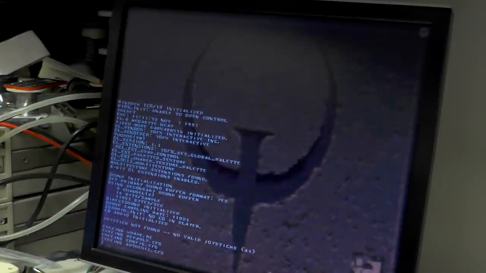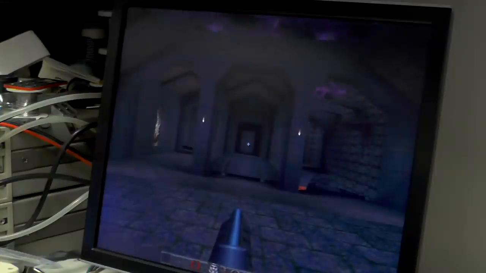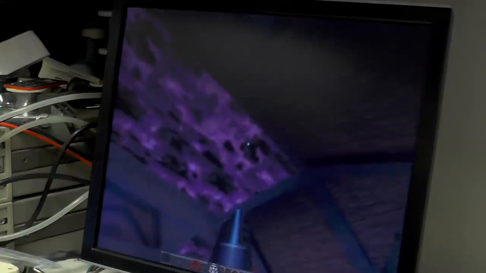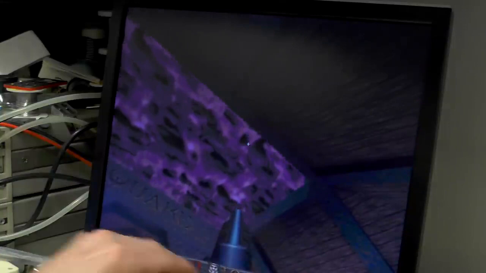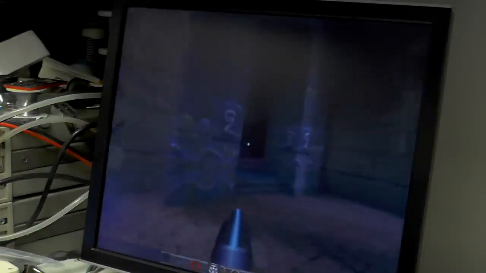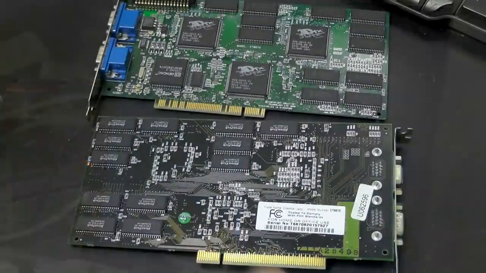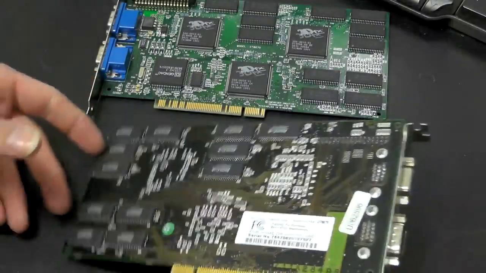That's a good sign. And yeah, that looks... I don't have the sound card plugged in at the moment, but that looks like it's working okay. Well, that all seems to work perfectly, doesn't it?